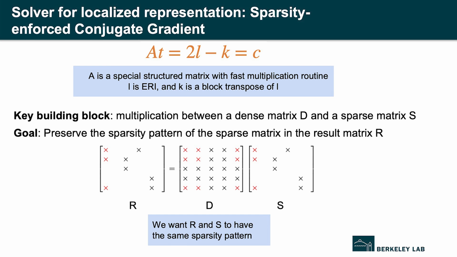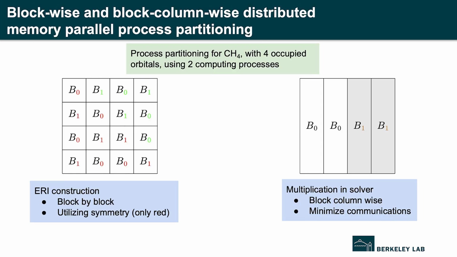Okay, so once we have this sparse-enforced matrix multiplication, we can put it into iterative solvers such as conjugate gradient in this specific example, because the A matrix that we have is positive definite. Speaking of the distributed memory parallelism that we use in our solver, we actually use two types of process grid for handling our data, to build the system and to solve it.